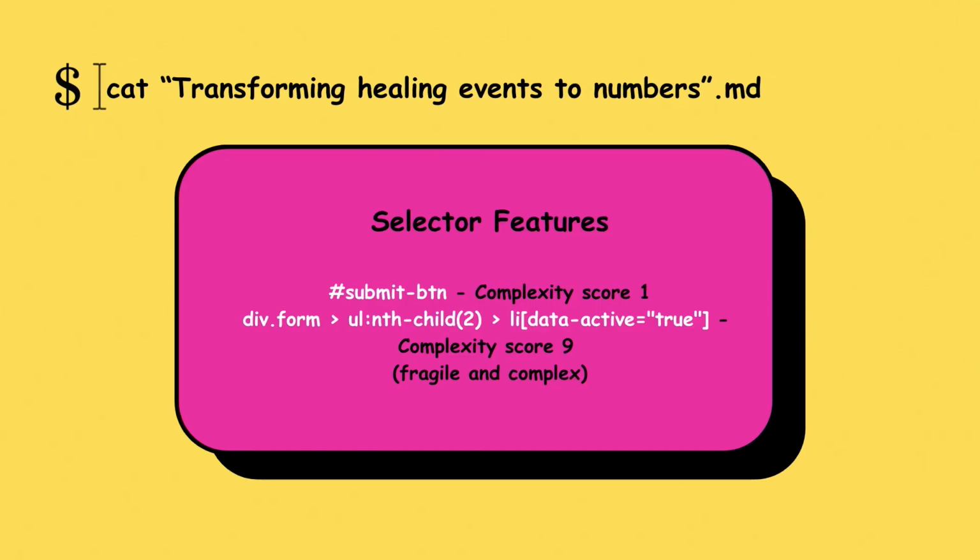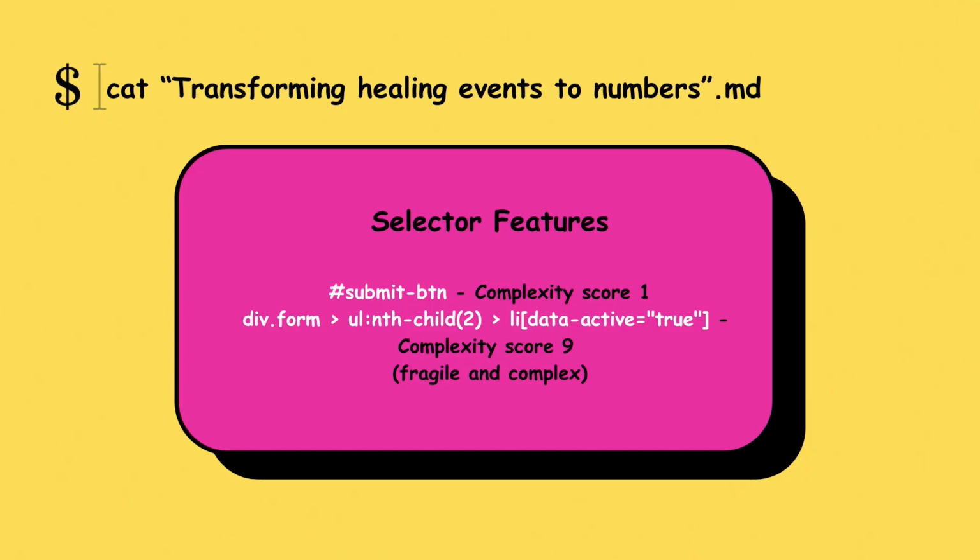So since machine learning algorithms can only understand numbers, we need to convert everything about a UI element and its alternatives into numerical representations. For example, when a test fails on a selector like get by row, link, name, ABT, the healing system doesn't just see text. It sees measurable characteristics. And the transformation from human-readable information to numerical data is what allows the AI to make mathematical comparisons and predictions.